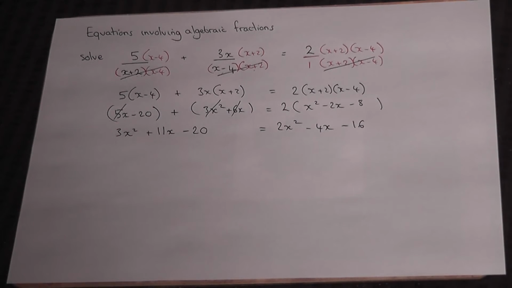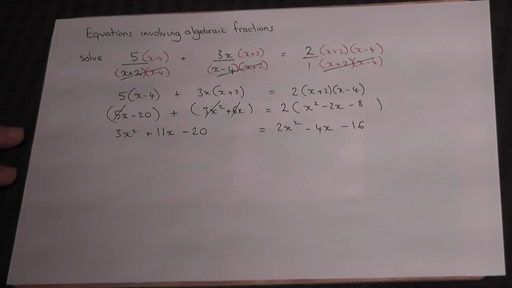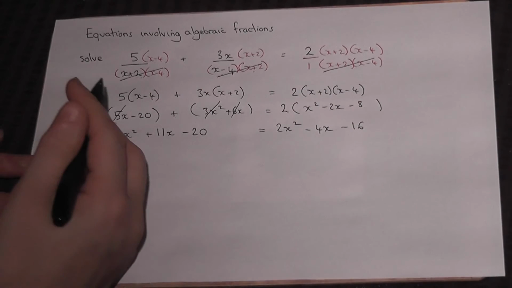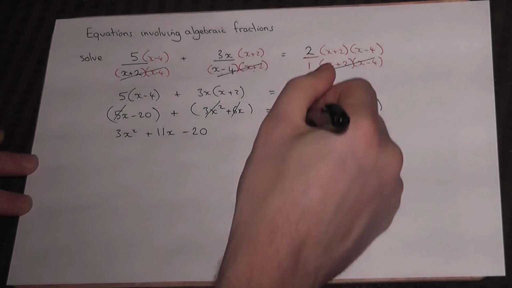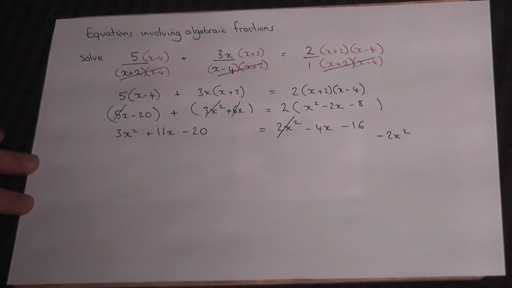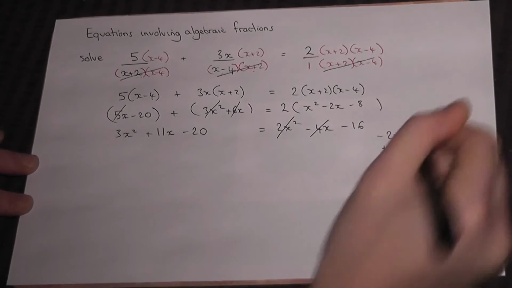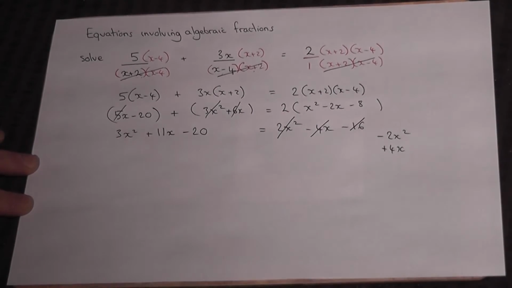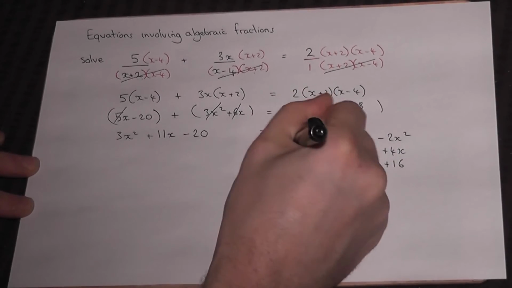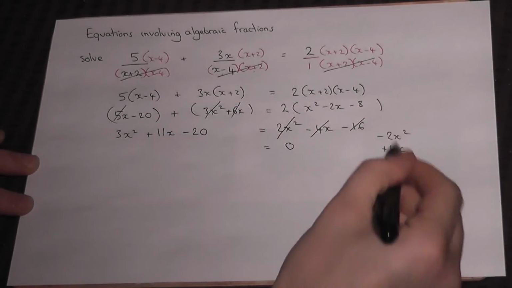Now then, the trick now is to get all the terms to one side. And you look for the highest x squared term, which is this one here. So let's get all the things to the left-hand side. So I don't want that there, so I must take away 2x squared. I don't want that there, so I must add 4x. And I don't want that there, so I must add 16. That leaves that side equal to 0, but I must do the same to the other side.